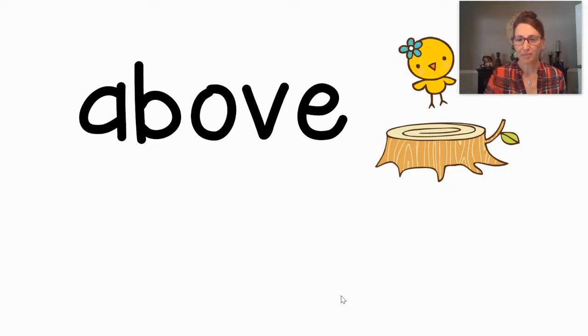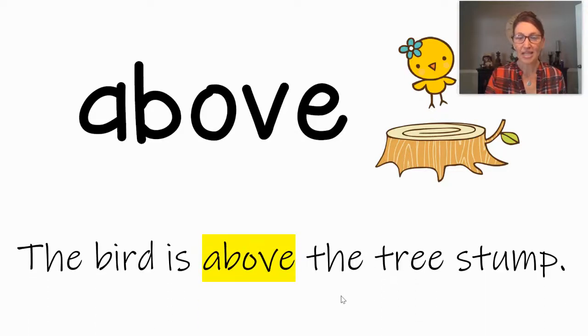Above. The bird is above the tree stump. So above is just another word for on top. Can you put your hands above your head? What else is above your head? Look up. I have a light above my head. What's above your head? You may have a light. You may have a ceiling fan. You definitely have a ceiling above your head.